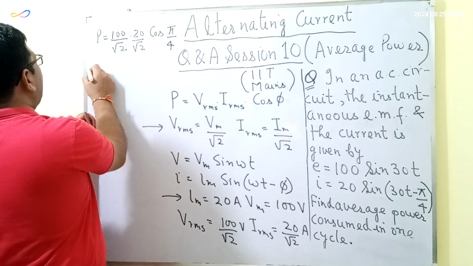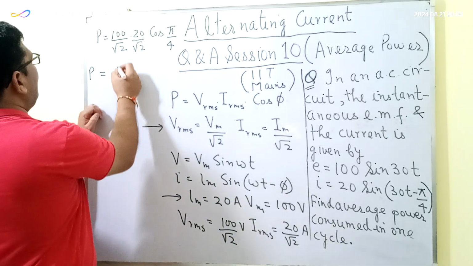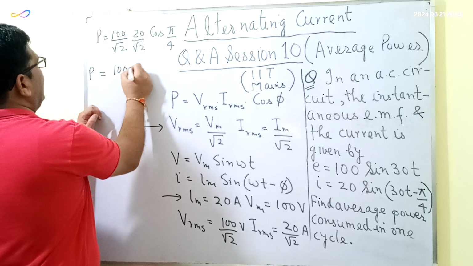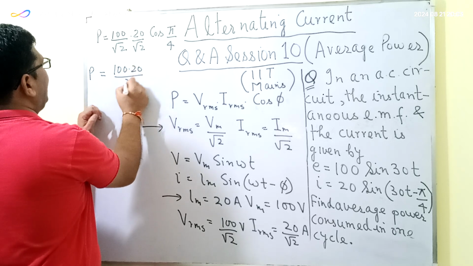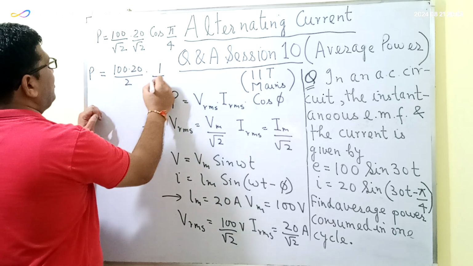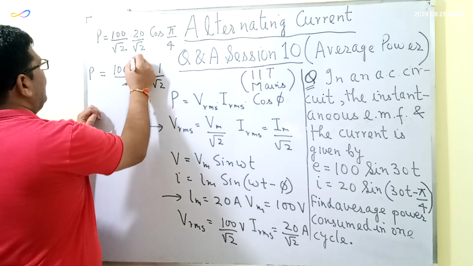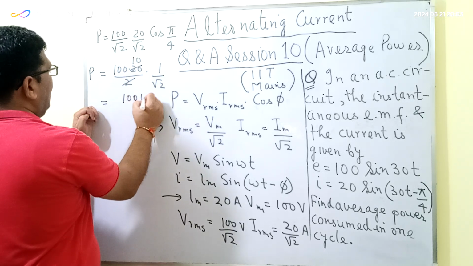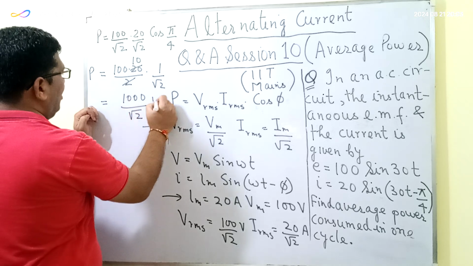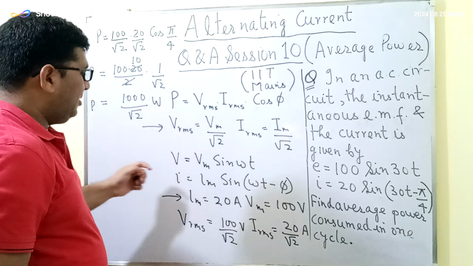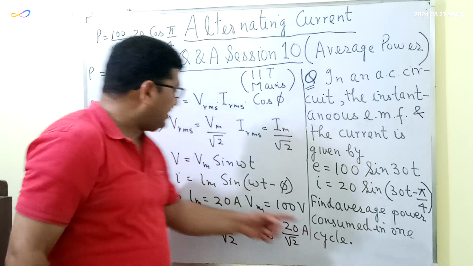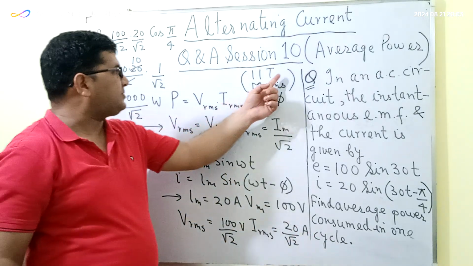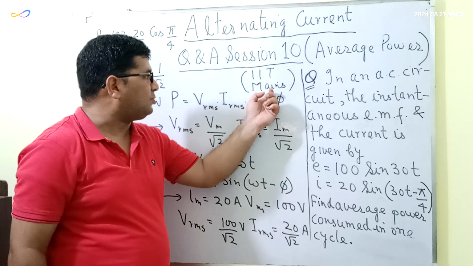So the average power which is consumed in one cycle will be equal to 100 into 20 divided by 2, and cos pi by 4 is equal to 1 upon root 2. So the value will be equal to 1000 upon root 2 watts. So the average power consumed in one cycle will be equal to 1000 divided by root 2 watts, and this was the question which was asked in the IIT Mains examination in the year 2018.